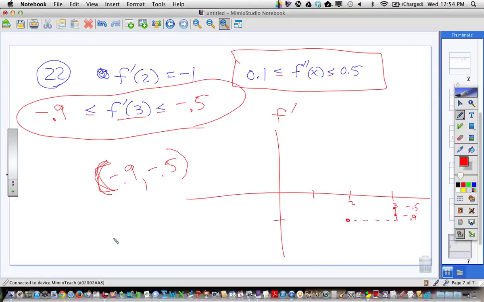Because positive to negative, G would be concave up to concave down. Point of inflection. 19, rank those in order. I think they are in order. Aren't they? The way they are? I think they're in order the way they are.